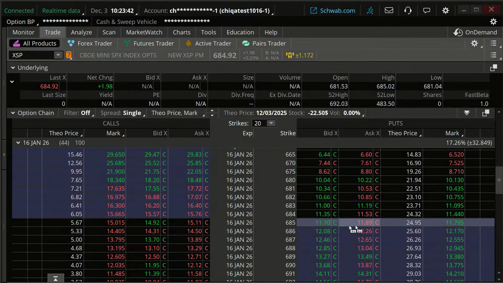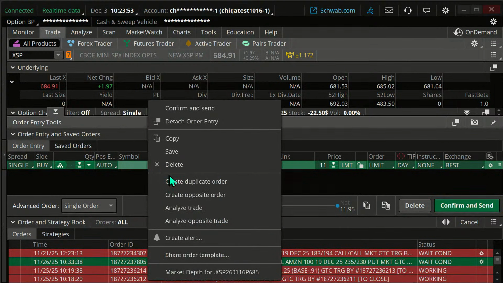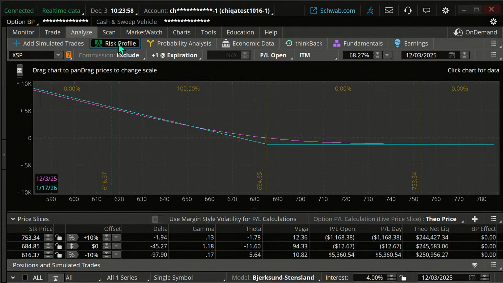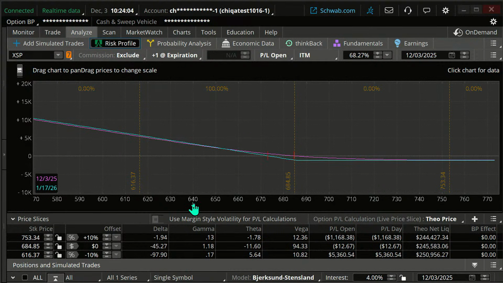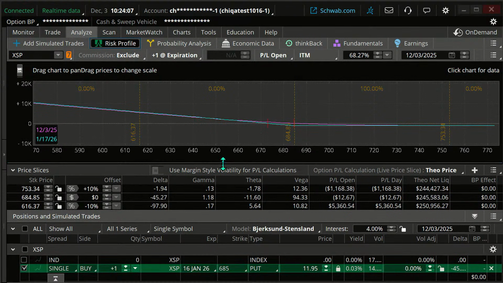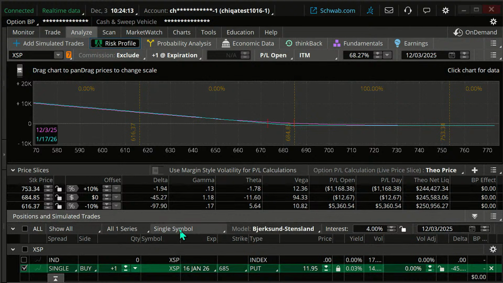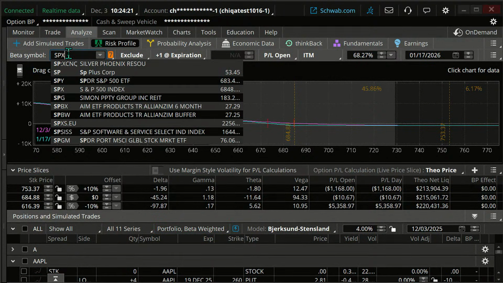And we said 685. And we're going to watch the liquidity there. Okay, bid-ask spread is nice and tight. I'm just going to click on this. And this is how I would place the trade. But I want to analyze this trade. So I'm going to right-click on this and analyze the trade. Now, when I click on risk profile, I can see that long put, just like we always see it. But what I'm going to do here is see what impact this has on my portfolio. So I'm going to beta weight it against the SPX to see what its impact would be.